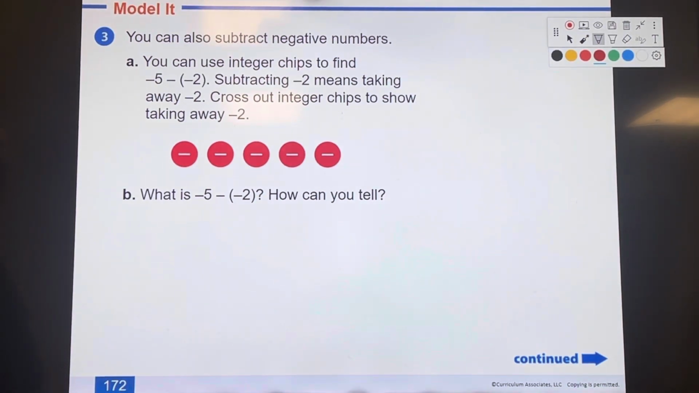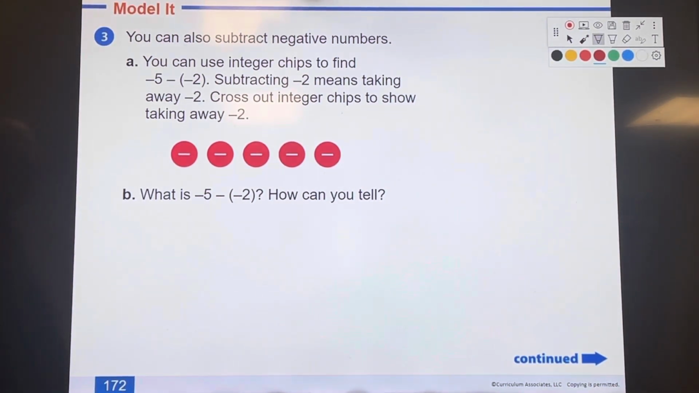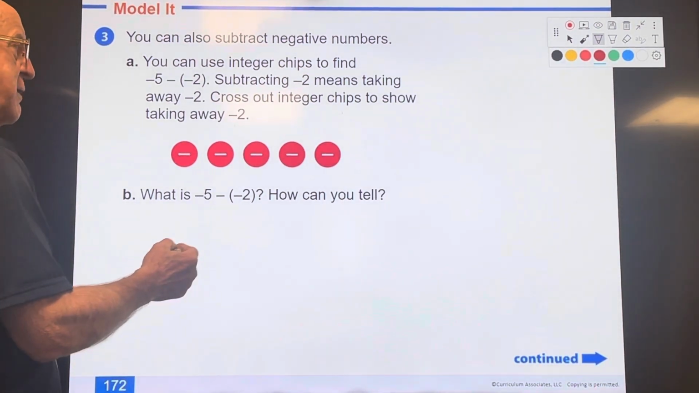We can use integer chips to find out -5 minus -2. Subtracting -2 means taking away -2. I'm not taking away 2, I'm taking away -2. So we're going to cross out the integer chips to show taking away -2. Well, if I take away -2, that means they're going away.